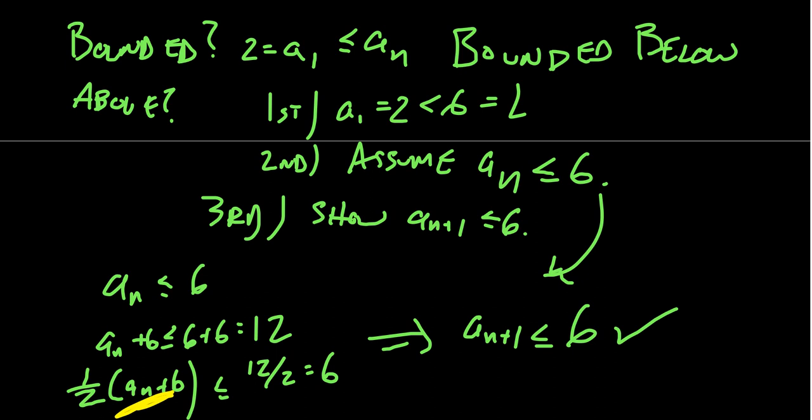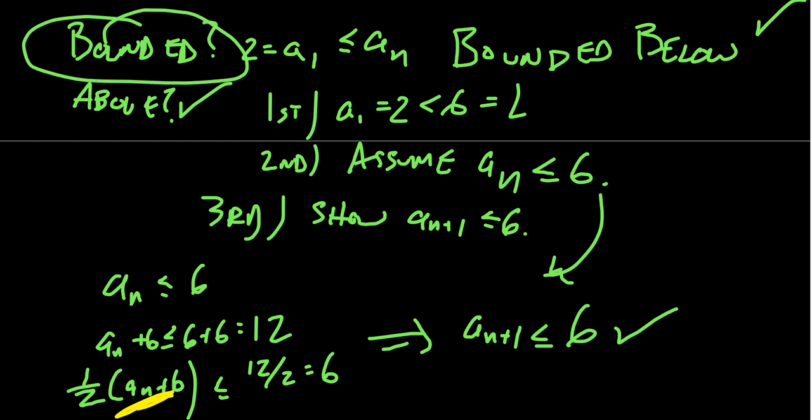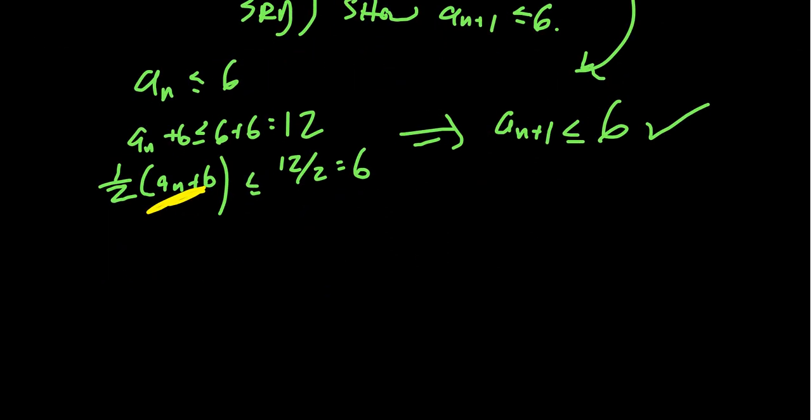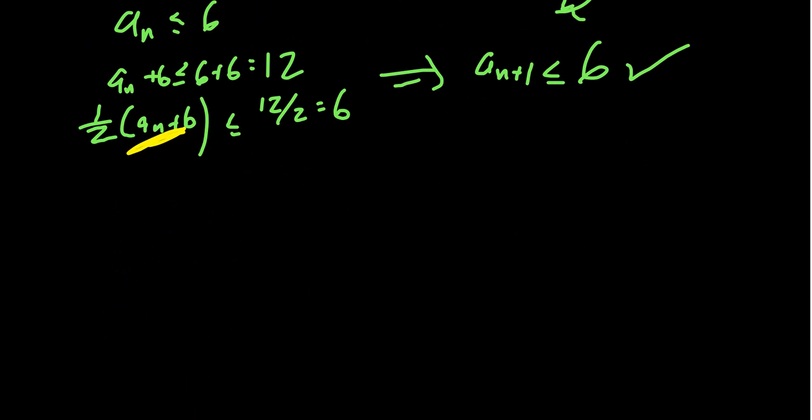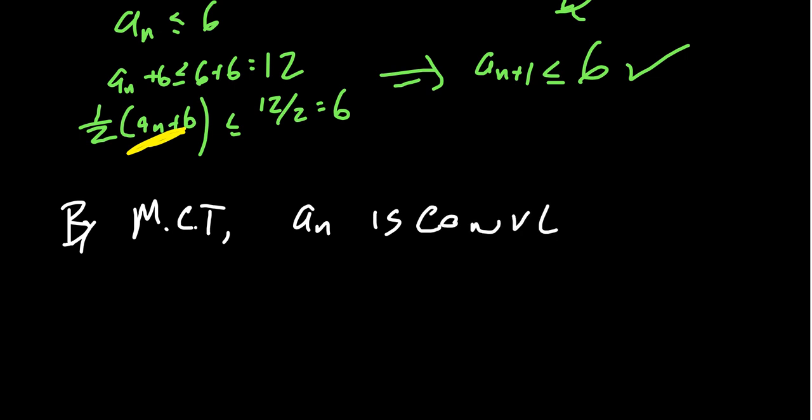We've now shown that this function is bounded above, it's bounded below. Therefore, this sequence is bounded. And so why is this important? Well, remember how we started this video with the monotone convergence theorem? By the monotone convergence theorem, we see that the sequence a sub n is convergent. That is to say, a_n has a limit.